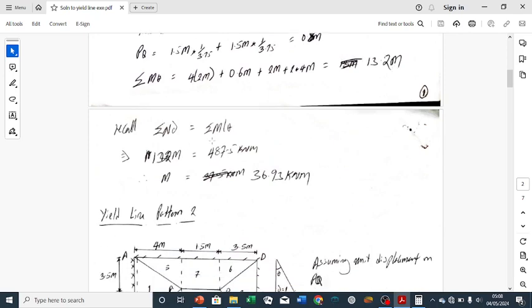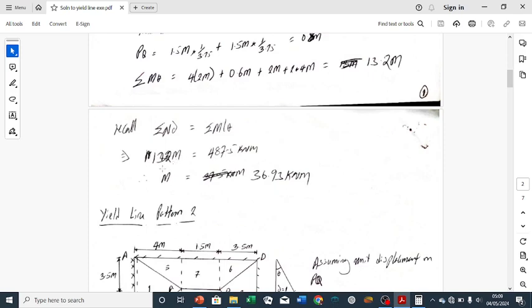So how we got the answer, we have got our summation ML theta, and we also have calculated our summation N delta. So when we use the principle of virtual work, we say the sum of external work done is equal to the sum of internal energy dissipated. So that's why we have summation N delta equals summation ML theta. So that gives us this equals to this. And this is in terms of M.